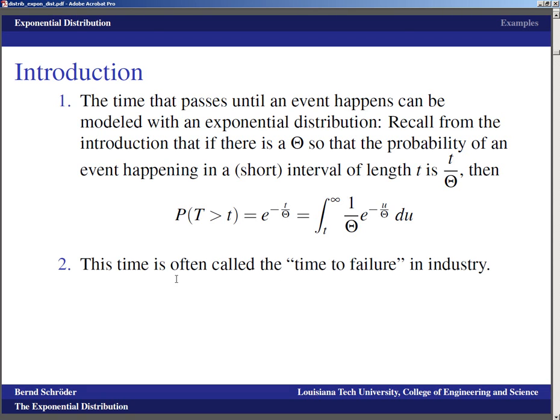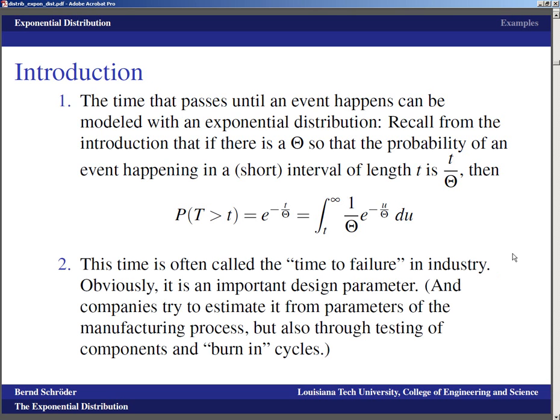And so this time, the waiting time until an event happens, is often called the time to failure in industry, and it is obviously a very important design parameter, because companies try to estimate this time to failure from parameters of the manufacturing process, but also through testing of components, burn-in cycles, and so on, because depending on what they expect the time to failure of a component to be, that's how you set your replacement cycles. If you're in an industrial setting where certain things are just routinely replaced because you want to keep the shop going all the time, that is also how you set up your warranties.